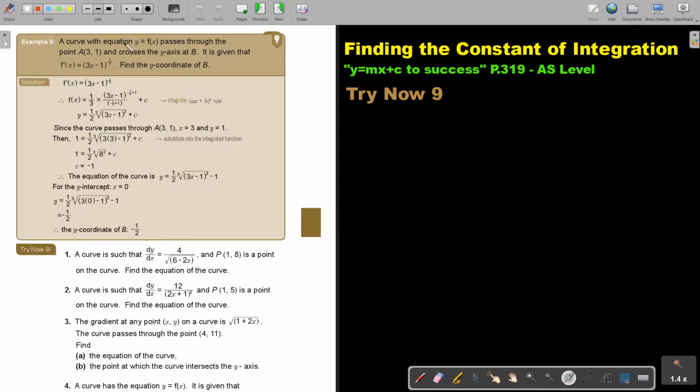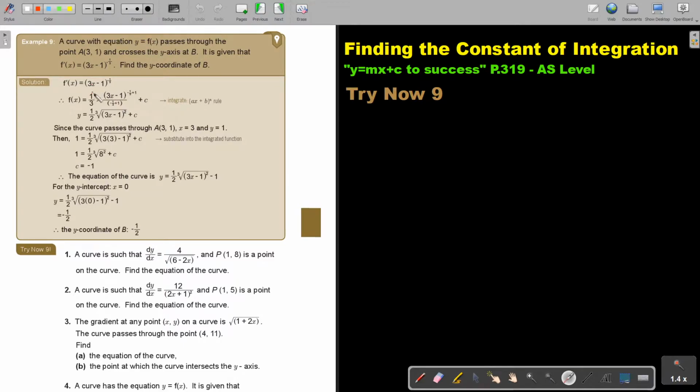A curve with equation y equals f(x) passes through the point and crosses the y-axis at B. It is given that this is the derivative function, a differentiated function. Find the y coordinate of B. So it's actually almost the same. It's just that we're going to use now the reverse of the chain rule, (ax plus b) to the power of n. So again, you just have to concentrate more on your integration process.